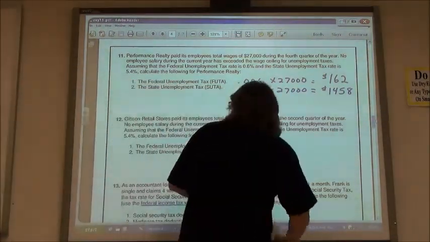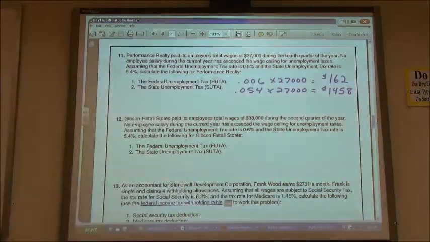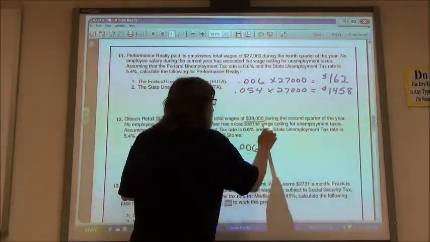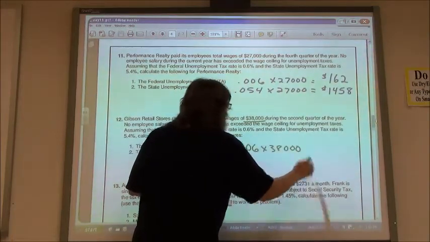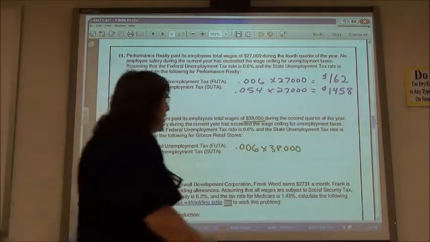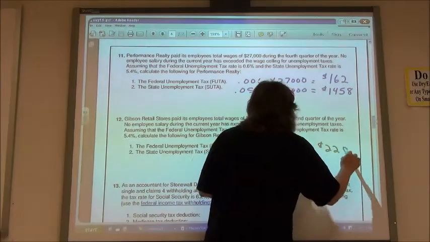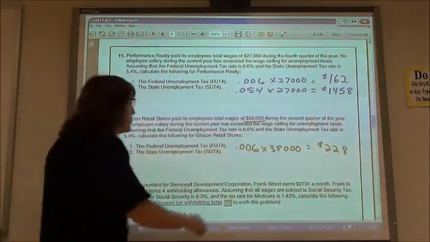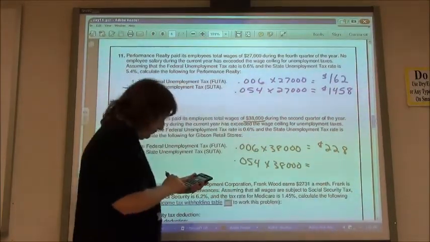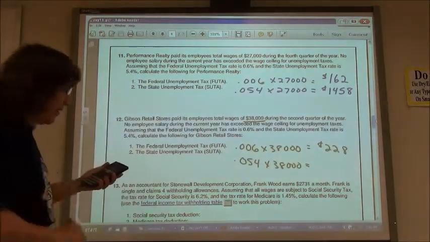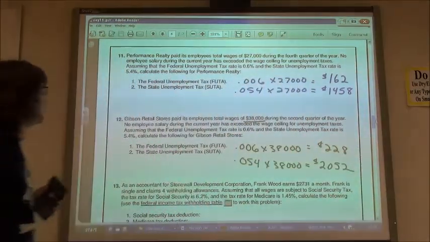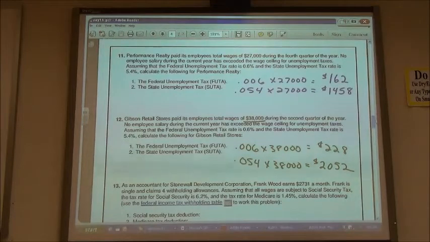Number 12, same kind of thing. We want to calculate the federal unemployment tax. Same rates, 0.06% would be 0.006 times the earnings, $38,000. So 0.006 times 38,000 is $228. And then the state unemployment, 5.4%, so 0.054 times that 38,000, $2,052. So basically you're just going to use the percent they have listed and multiply it out.